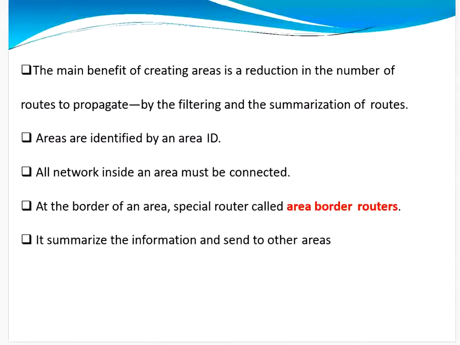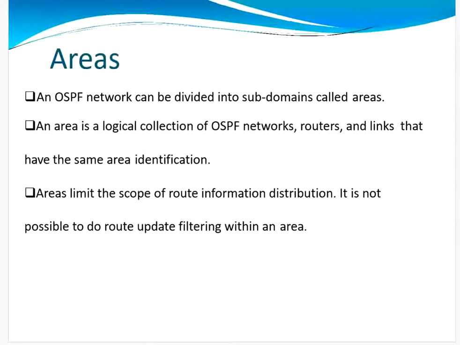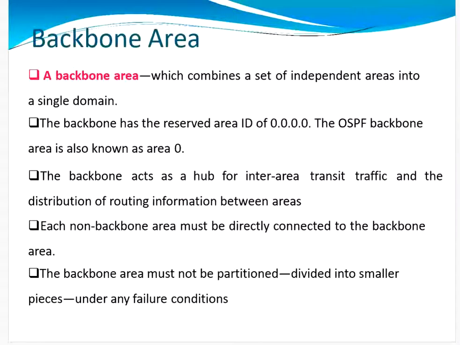The areas in the OSPF protocol are identified by using the area ID. All the networks inside the area must be connected. At the border of the area, there is a special router which is known as the area border router, and it summarizes the information and sends it to the other areas. So this is all about the areas.